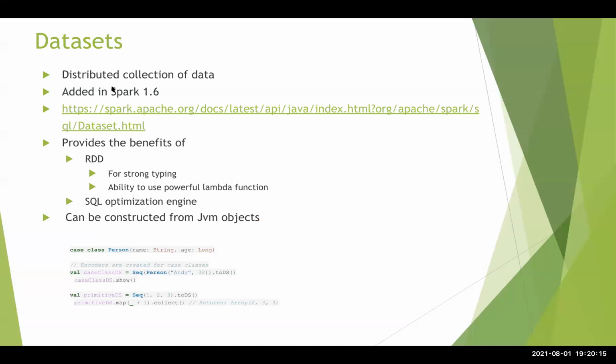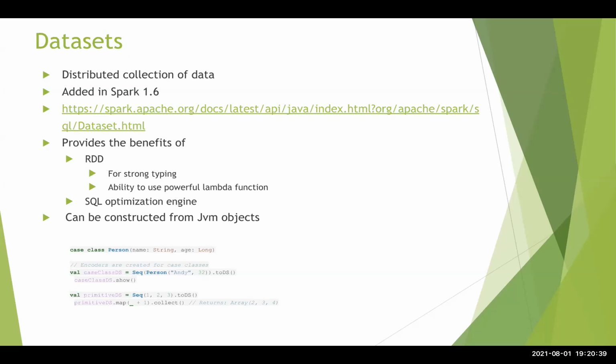Dataset is a distributed collection of data. It was added into Spark 1.6. It provides the benefit of RDD, which is strong typing and the ability to use lambda functions, and I'll talk about lambda functions later. And it provides the advantage of an optimization engine. Over RDD, Spark cannot run much optimization. But over a data frame and dataset, Spark can run much optimization.